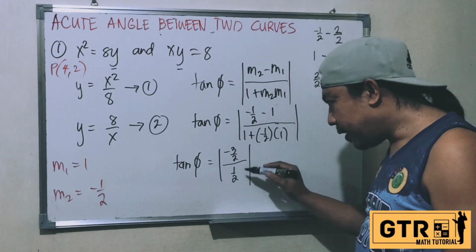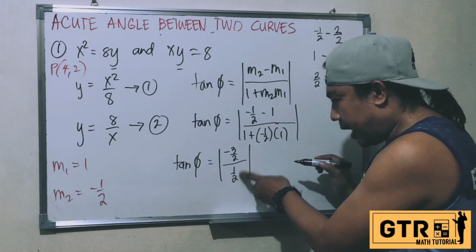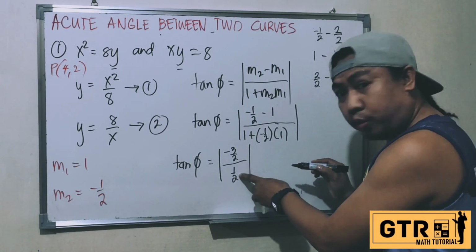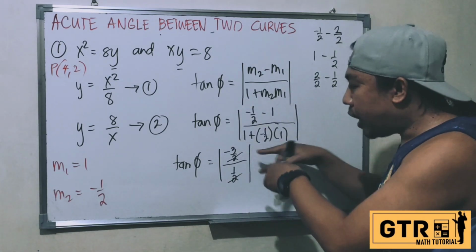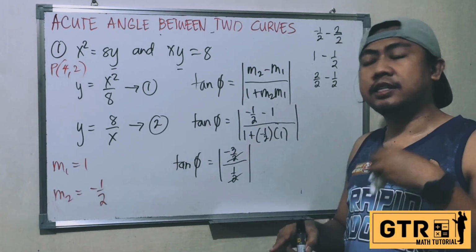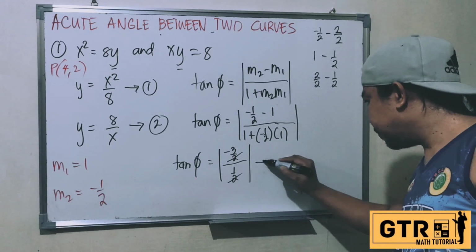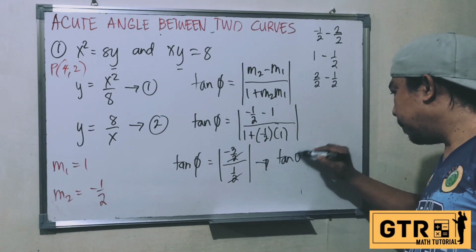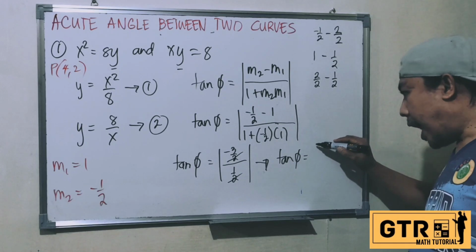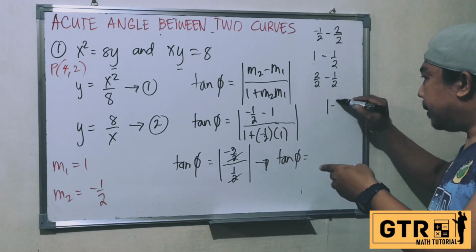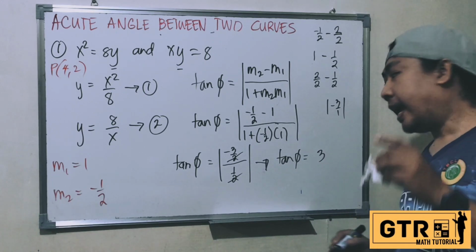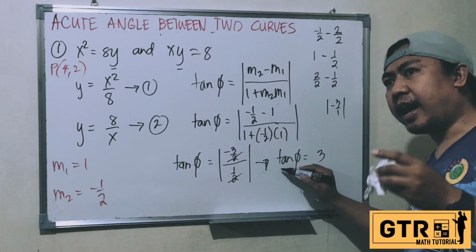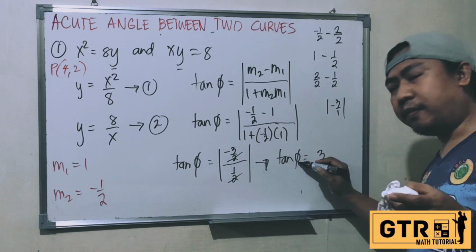Then simplify further, also we have over 2, pareho, so we can cancel out 2. And then take the absolute value of negative 3 over 1, that is negative 3. So therefore, tangent P is equal to absolute value of negative 3 over 1. So that is simply 3. Okay? And then last step is take the arctangent of both sides to get the value of P.